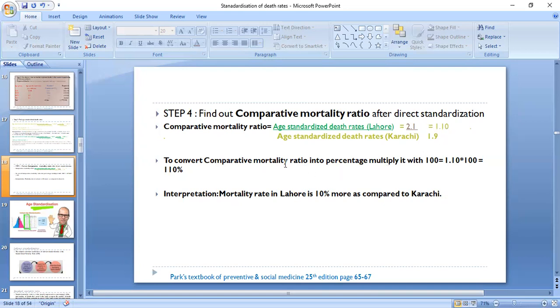To convert the comparative mortality ratio into a percentage, multiply it by 100. We are multiplying this value 1.10 by 100, so we get the percentage. So the percentage is 110%. So how do we interpret this? We can interpret that the mortality rate in Lahore is 10% more as compared to Karachi, or the health indicators or the health status of Lahore is poorer than that of Karachi.